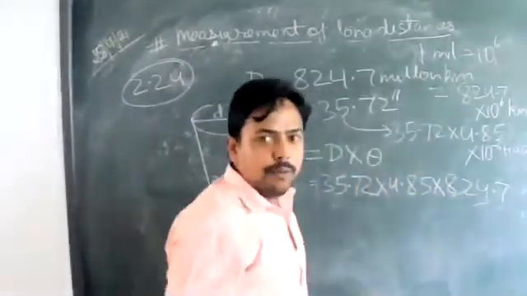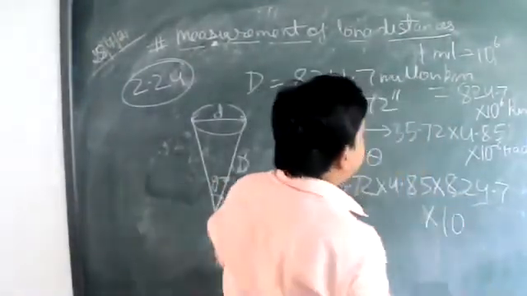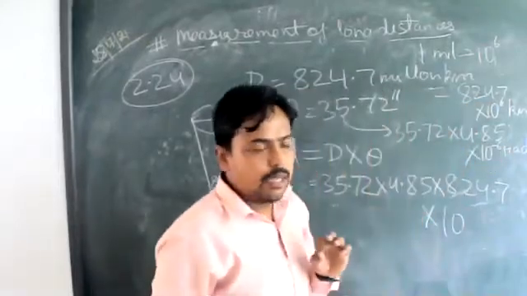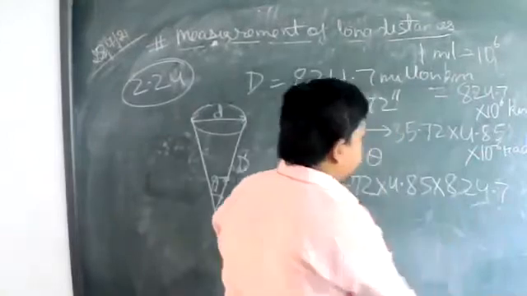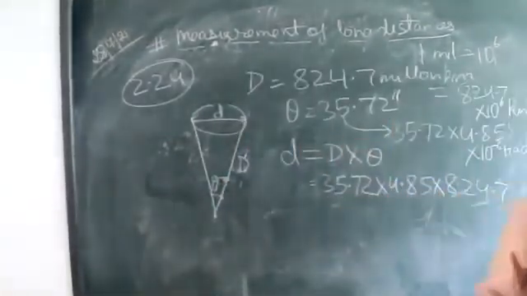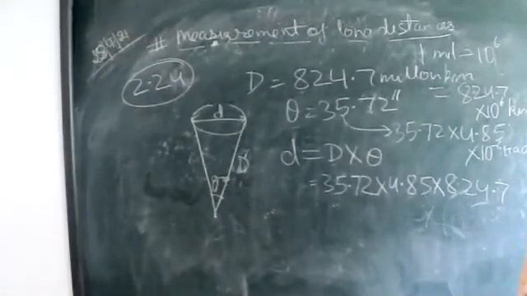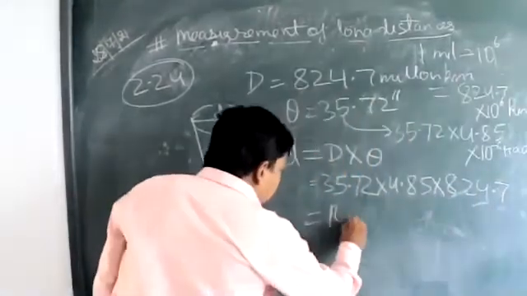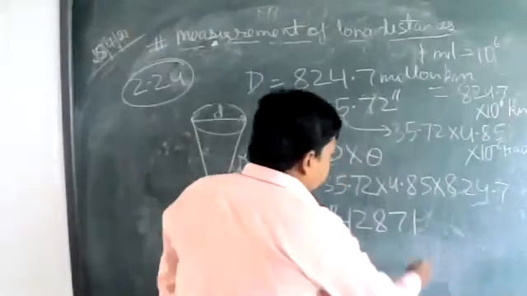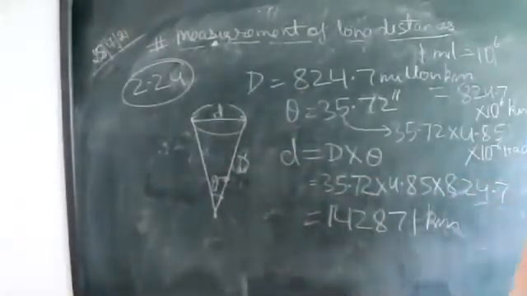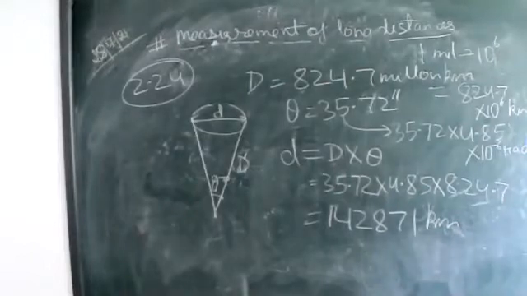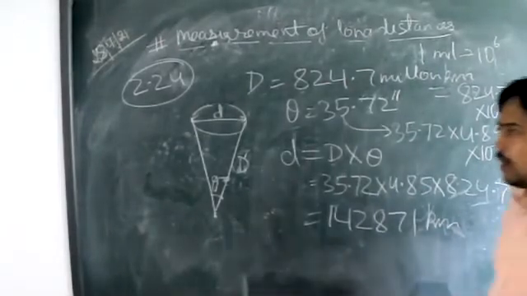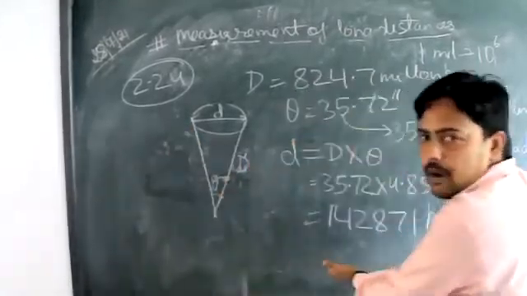824.7, and into 10 to the power. This has a power of 6 and this has a power of -6, so both get cancelled out. So there will be nothing in powers. This much of kilometers is the diameter of Jupiter which is coming. It is very simple. We only need to calculate the basis, and that is what we have calculated.